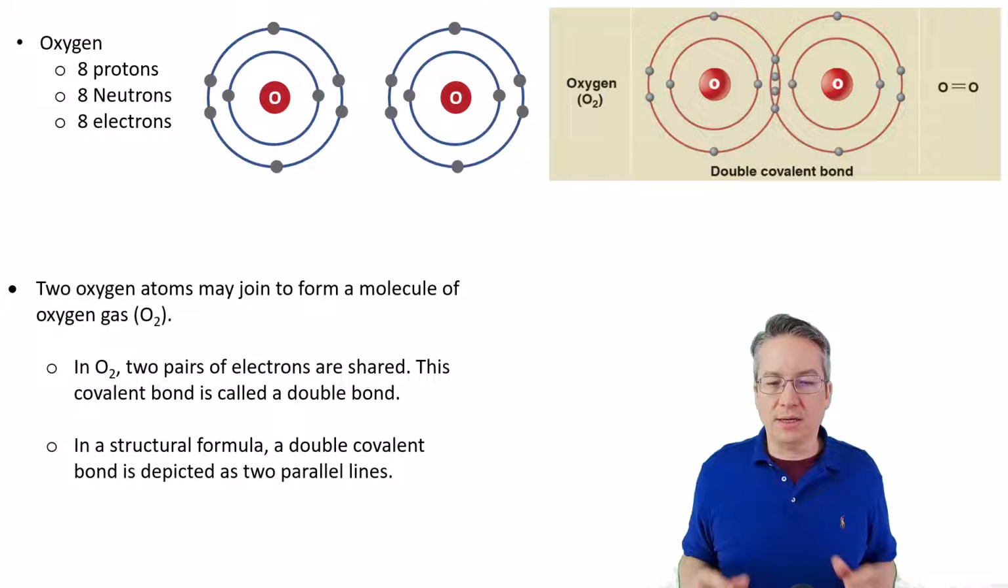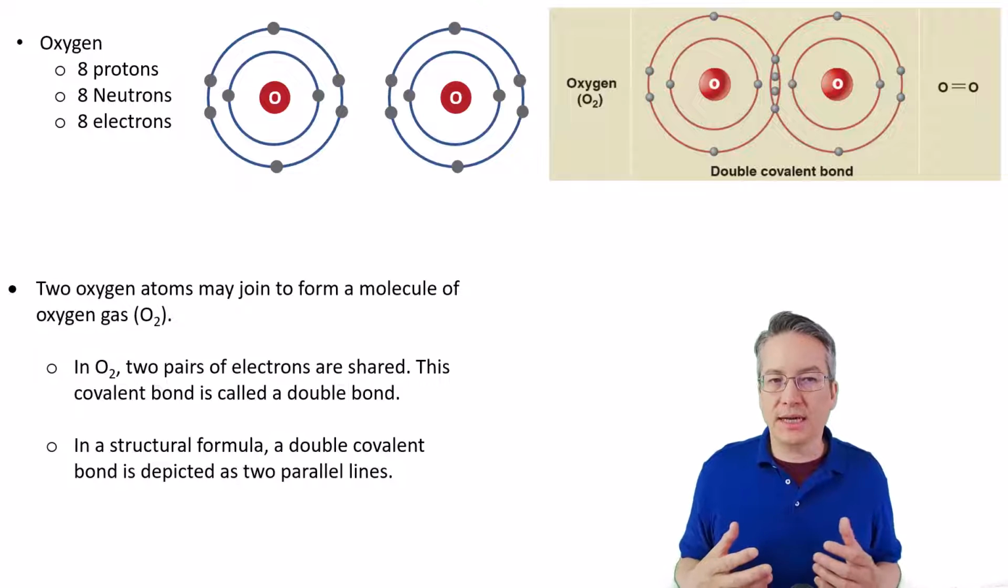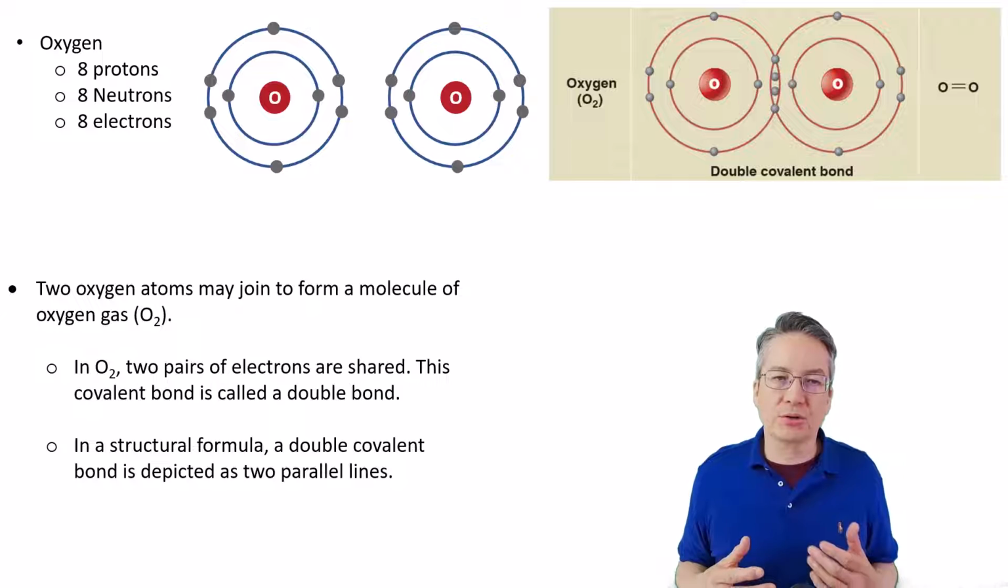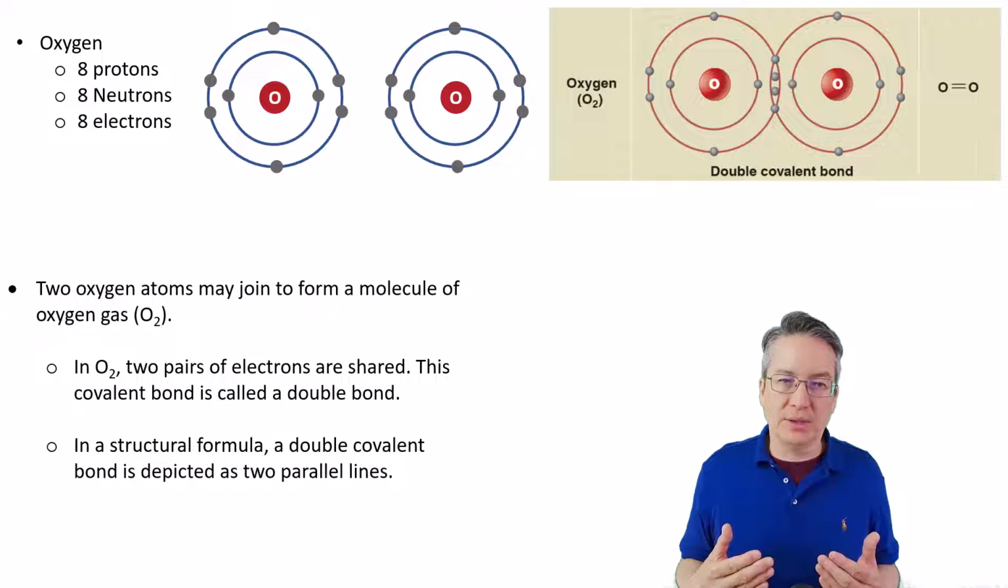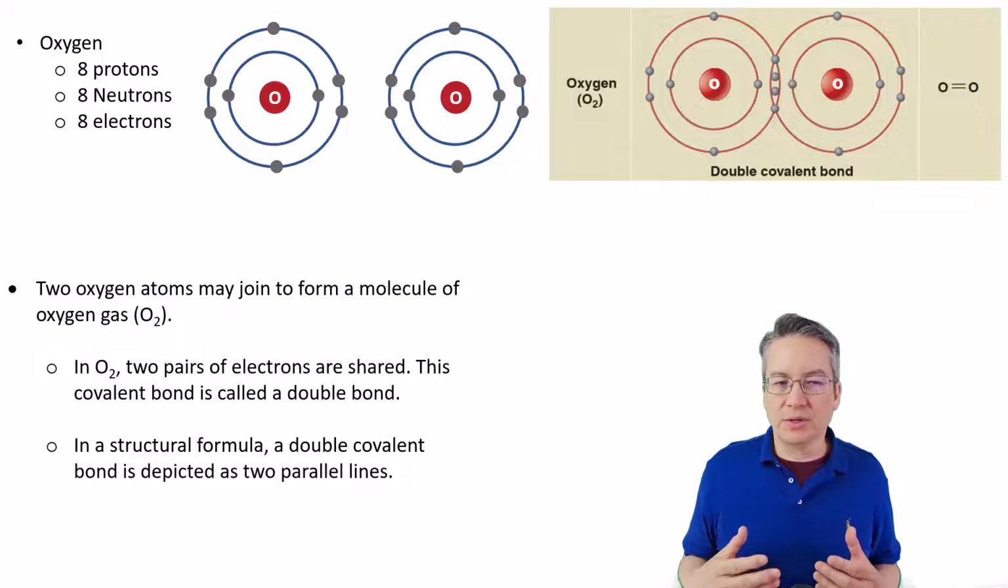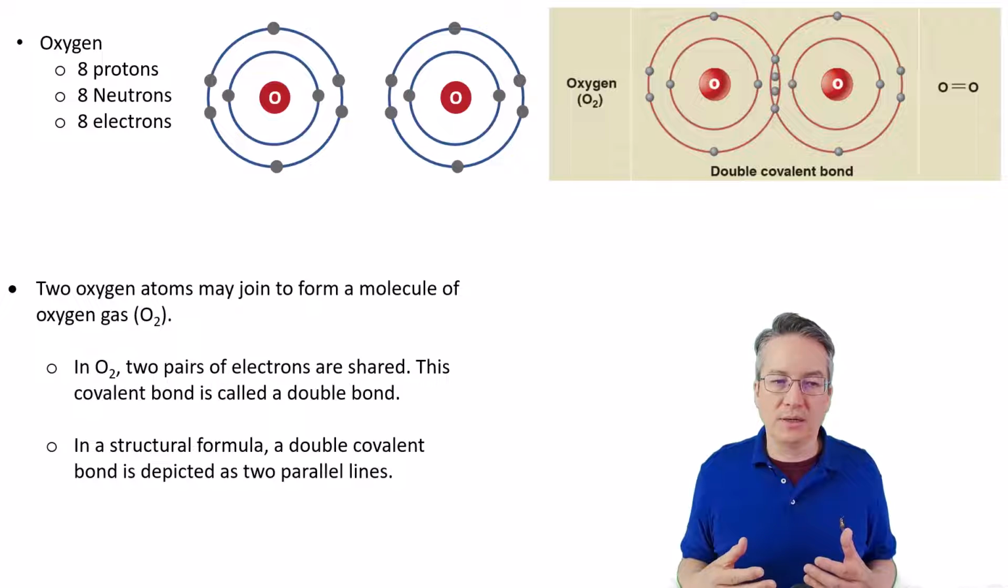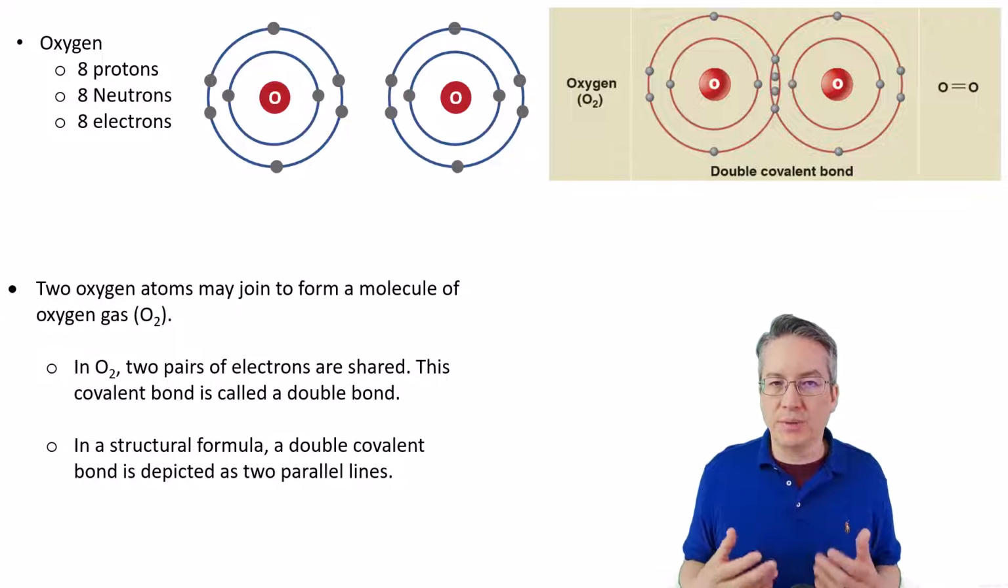Let's take a look at oxygen. So oxygen has 8 protons and 8 neutrons and 8 electrons. So I have here a picture of two oxygen atoms right next to each other. Now they're going to be able to form covalent bonds and form O2, which is oxygen gas. With oxygen, we're going to find that two pairs of electrons are shared, and this covalent bond is called a double bond. And in the structural formula, a double bond, covalent bond, is depicted as two parallel lines.